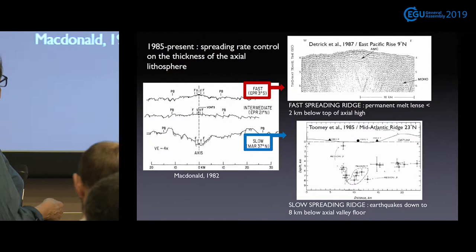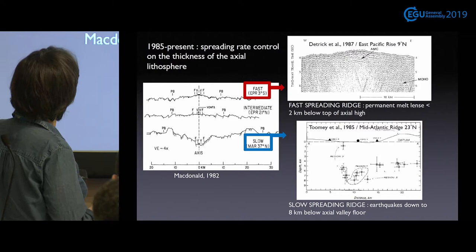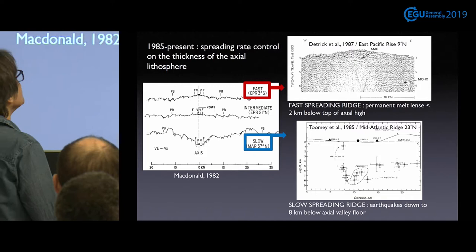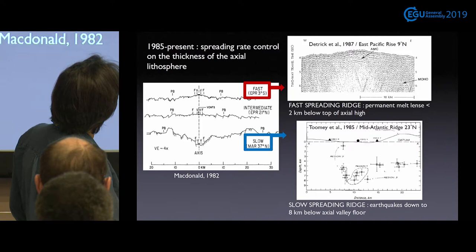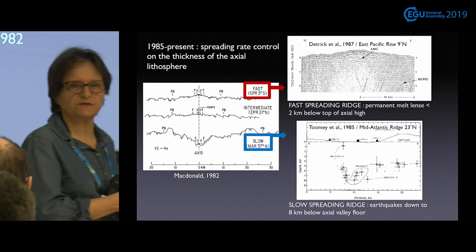So now the idea is to try to understand what's happening in these two very different contexts. And geophysics comes to the rescue. Two types of geophysics. For the fast-spreading ridges, the biggest discovery was made with seismic reflection. It was made quite early, and it's completely confirmed now that when you look at the seismic structure of the axial high, you find a very strong reflector that is something like 1 to 3 kilometers below the seafloor.